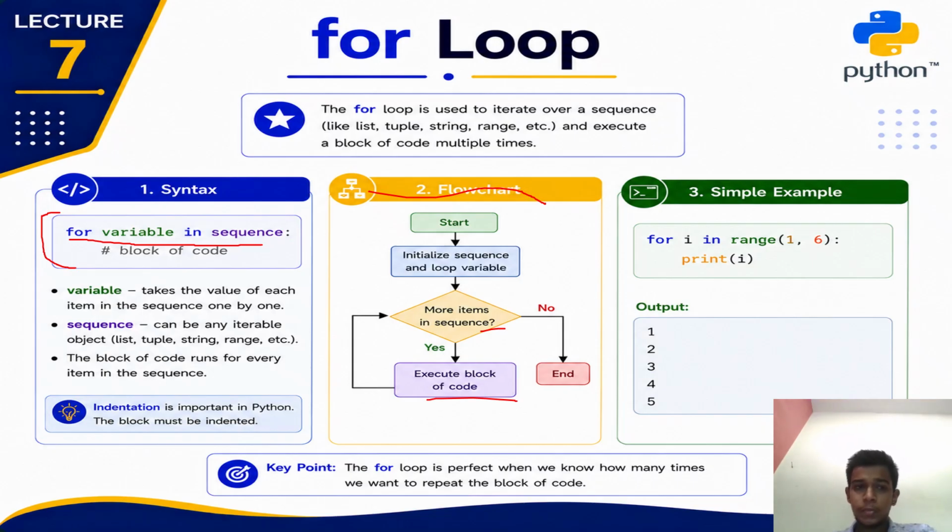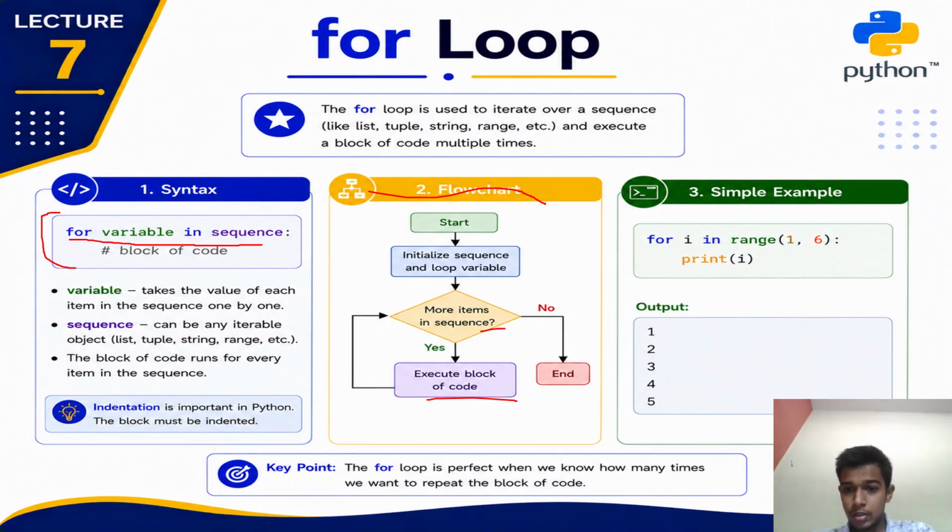Now let's see a simple example. You can see here: for i in range(1, 6), colon, then proper indentation, then print(i). Here range 1 to 6 generates the numbers 1, 2, 3, 4, and 5. Notice that 6 is not included because the ending value of range is always excluded.